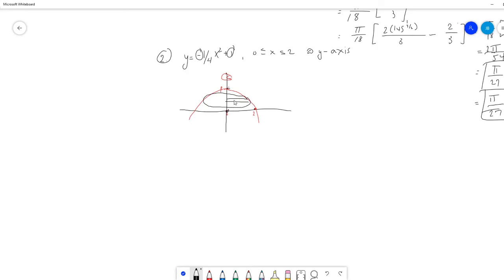Okay. Now, therefore, this is our radius. Okay. And that is, what is that? Is that y or x? So that is x. R now is equal to x. Okay.